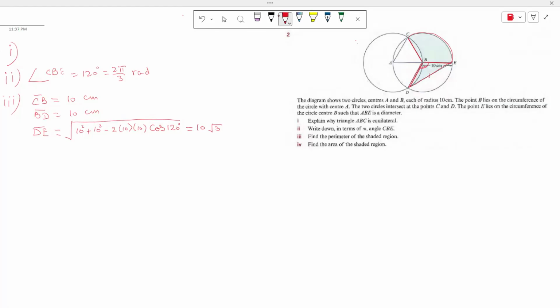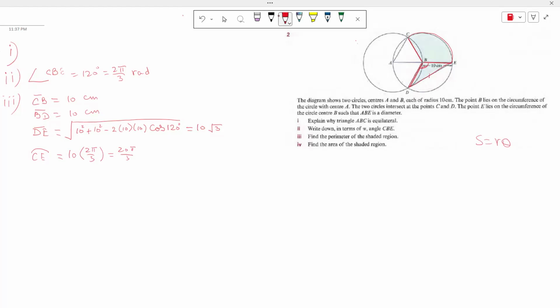Now let's find the CE arc. What is this arc length? If you remember, s equals r theta. This was the standard formula to find the arc length. So this arc length is r, which is 10 centimeter, times the angle, which is 2 pi by 3. So this is 20 pi by 3.